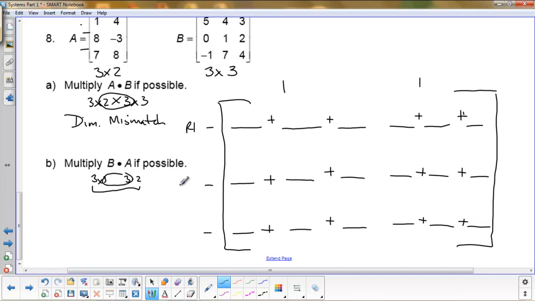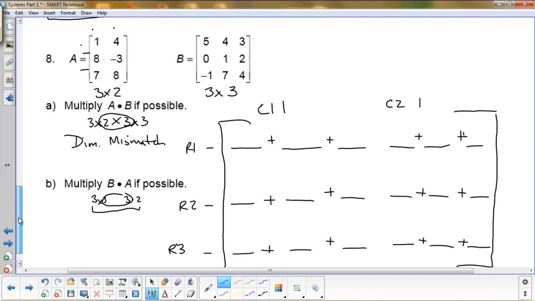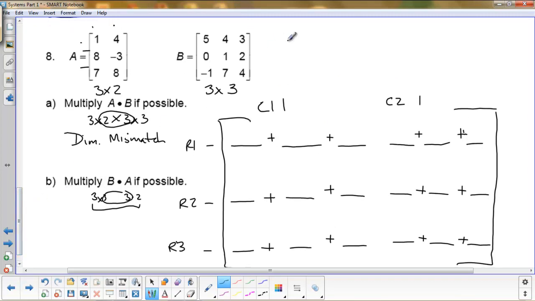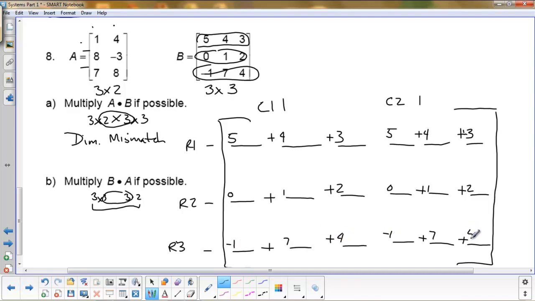All right. Row 1, row 2, row 3, column 1, and column 2. Because we're starting with B, we're going to start with the rows of B. In row 1, it's 5, 4, 3. In row 2, it's 0, 1, 2. In row 3, negative 1, 7, 4. Now we're going to switch from rows to columns, so we're switching from B to A. Column number 1, 1, 8, 7. And column number 2, 4, negative 3, 8.